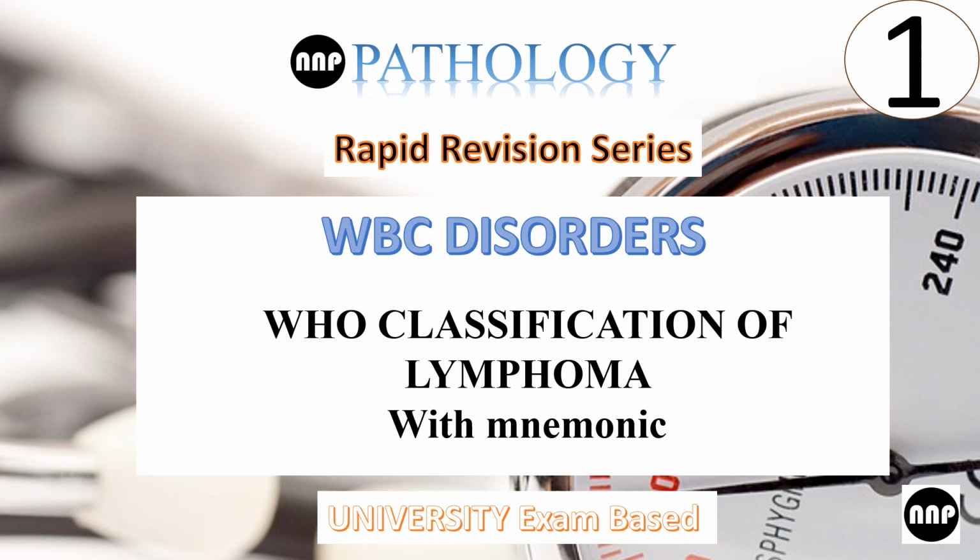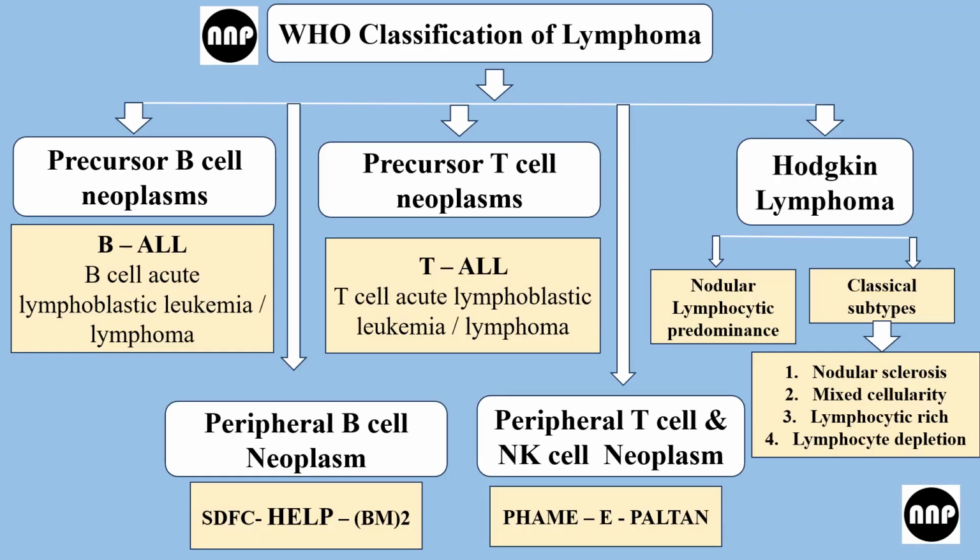So let us see. WHO classification of lymphoma, we have the 5 subclassifications here. Precursor B cell neoplasm, precursor T cell neoplasm. The name is easy to remember, precursor B and precursor T. Similarly, peripheral B cell neoplasm and peripheral T cell and NK cell neoplasm. And then we have Hodgkin lymphoma. I must say this Hodgkin lymphoma classification itself is a separate question. They will be asking classify Hodgkin lymphoma, and they will be asking questions regarding Hodgkin lymphoma. So this itself is a separate question.